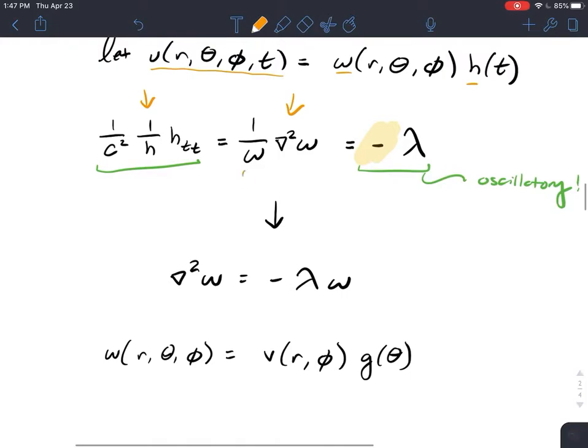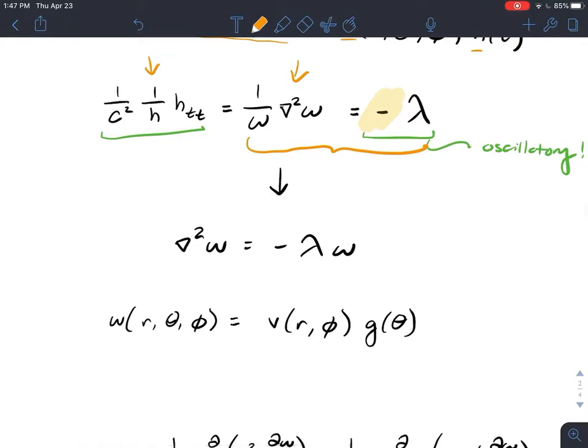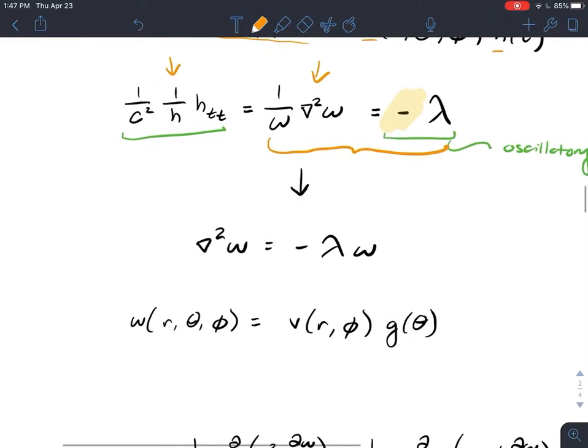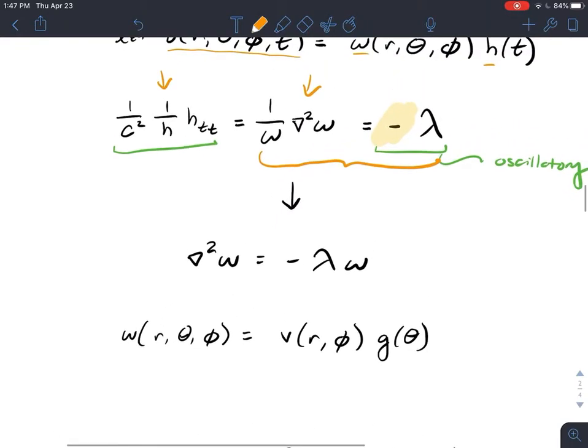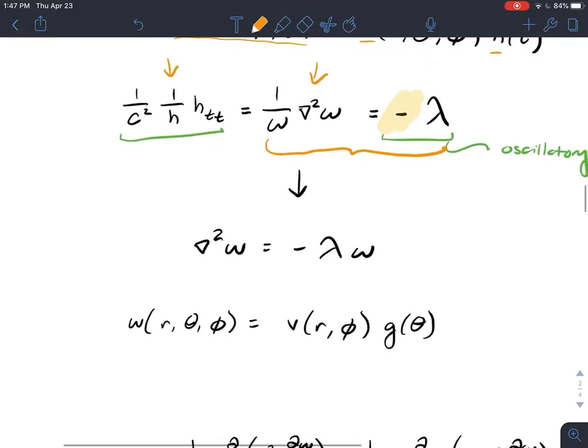So now I'm going to take the right-hand side of this equation and equate it to the constant. So nabla squared w is equal to negative lambda w. And then I'm going to do another product solution definition. So I'm going to define w to be equal to a composition of v of r, phi times g of theta, okay?